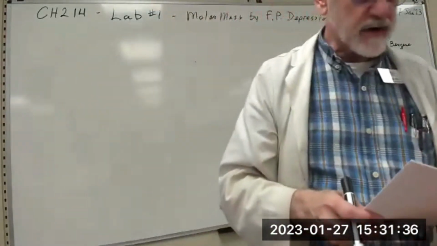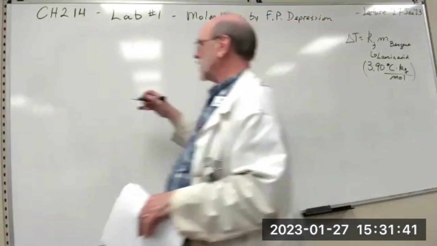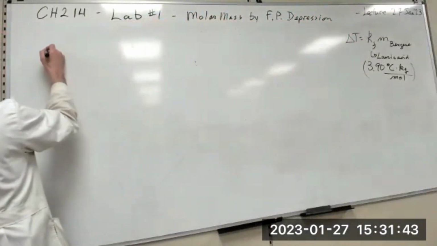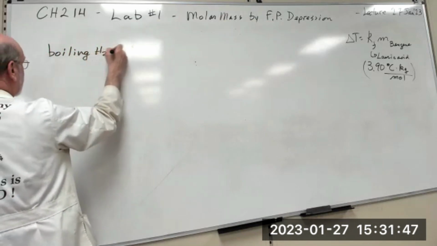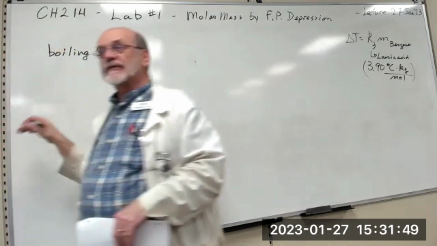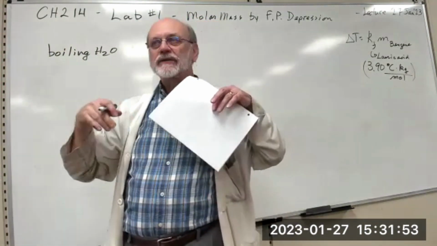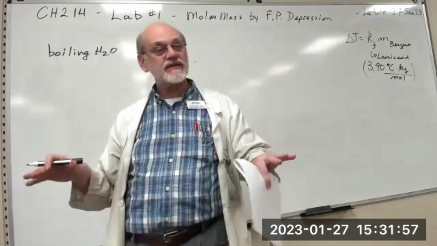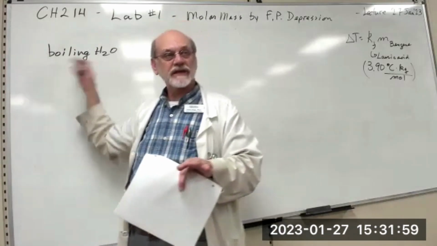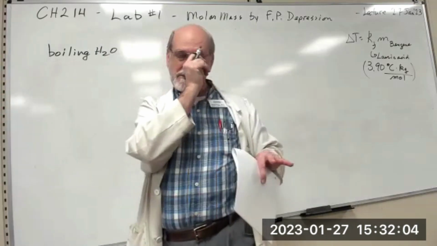All right, so what are we going to do? Well, what are you going to need? You're going to need boiling water. That's what you use to melt the lauric acid. We're going to measure the melting point of lauric acid in reverse, and it should happen at exactly the same temperature as melting. The freezing point and melting point are the same.